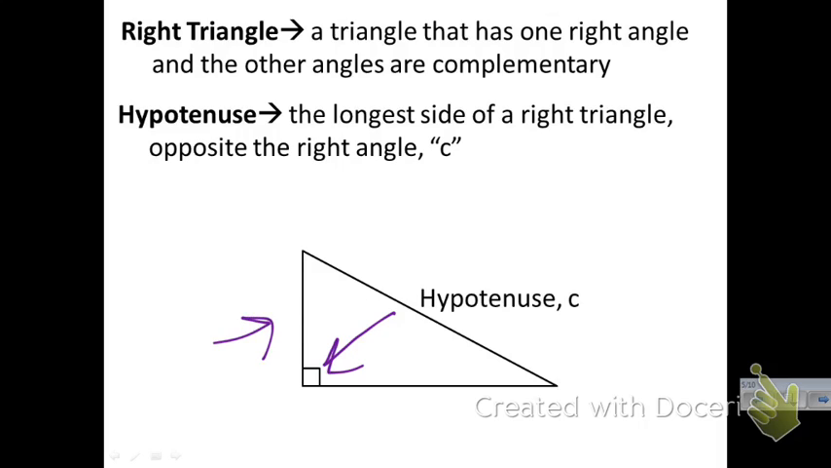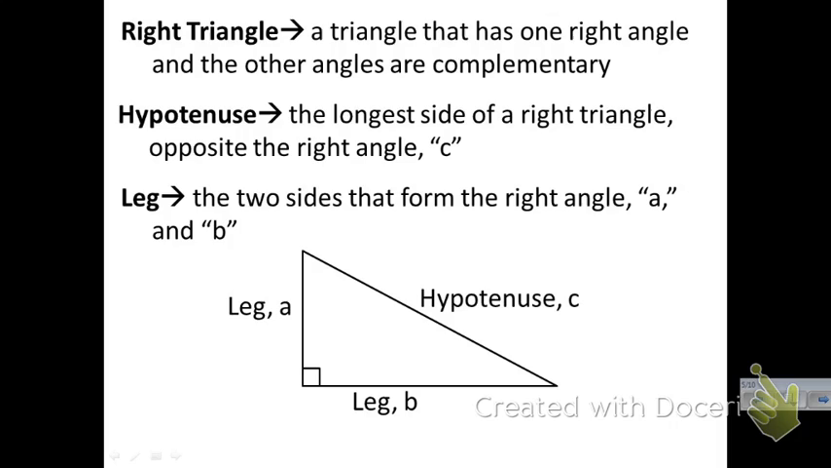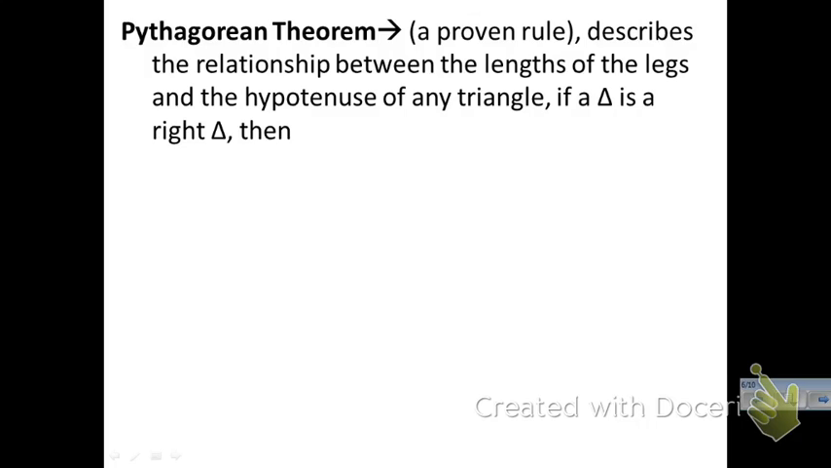The other two sides of a right triangle we call legs. They form the right angle. And here we're going to call them A and B. It doesn't really matter what we call them, but it's going to help us when we use the Pythagorean theorem. So the Pythagorean theorem is a proven rule. It describes the relationship between the lengths of the legs and the hypotenuse of any triangle, if the triangle is a right triangle. So we have to have a right triangle.